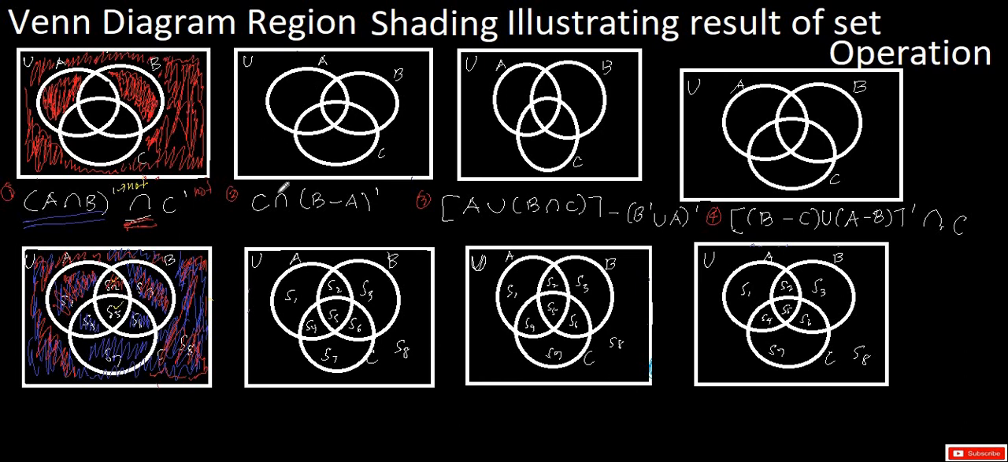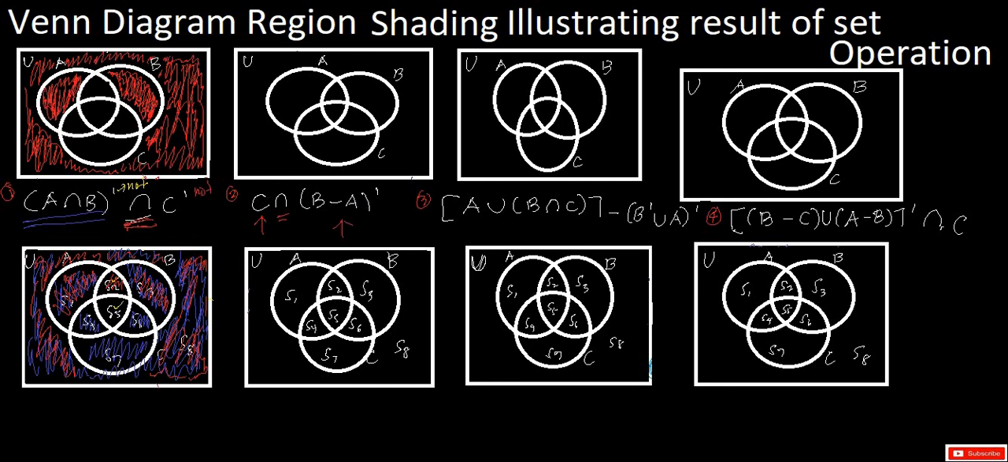Okay, now let's proceed to number 2. The problem is the intersection of set C and the complement of B minus A. So again, the main operation here is intersection. So we'll use one color for C, and we will use another color for the result of the operation here, the complement of the difference of set B and set A.